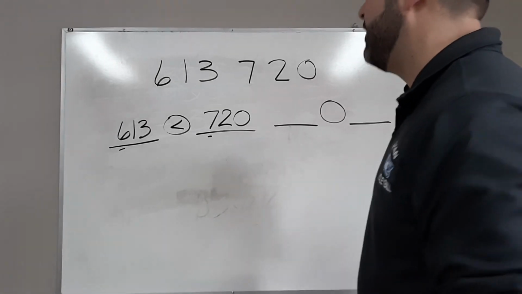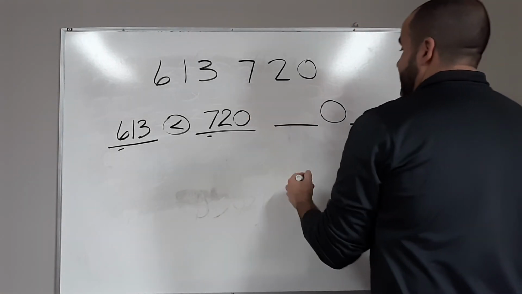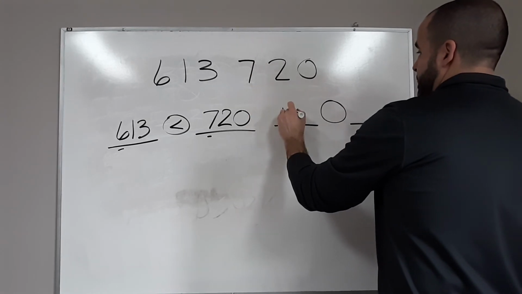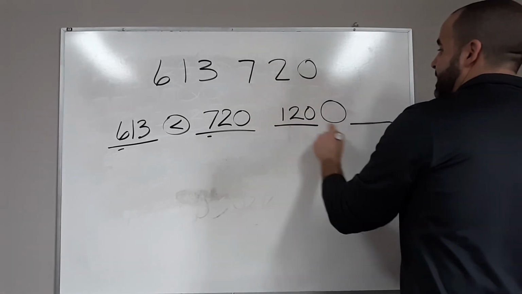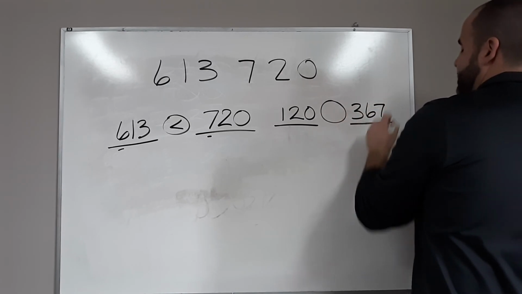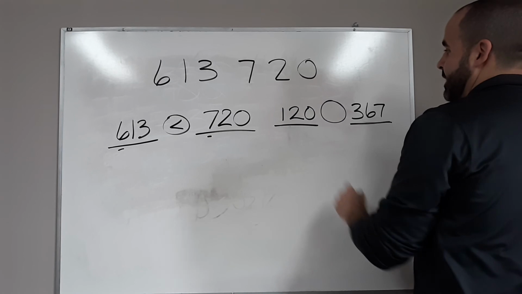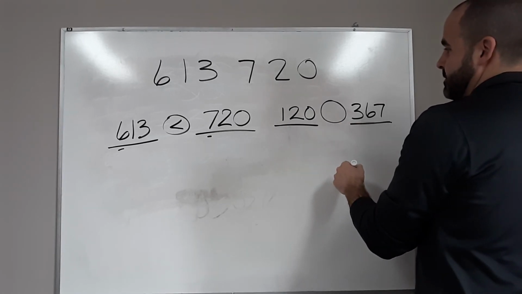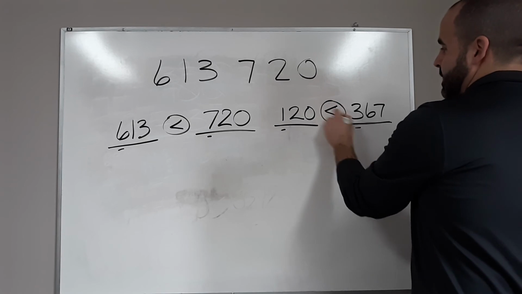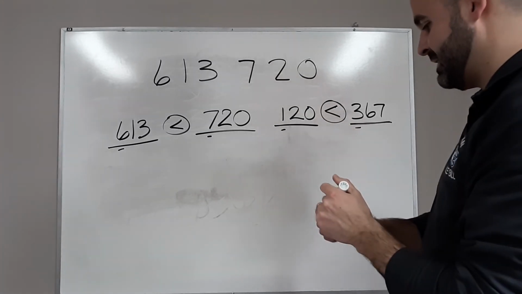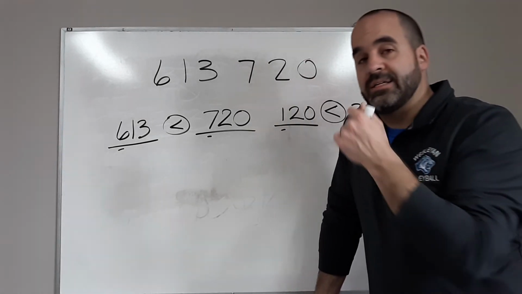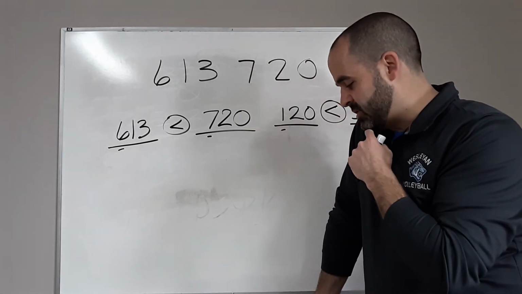Okay? Then I can take and I can go, I'm going to go with my smaller numbers, 120 and 367. And which one's greater there? Yep. 120 is less than 367. So there's 2 ways that you can do it. Now you've got to figure out 2 more ways to put those together to make 2 other problems.